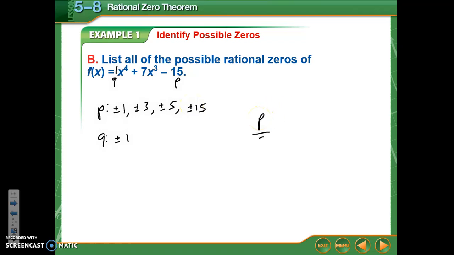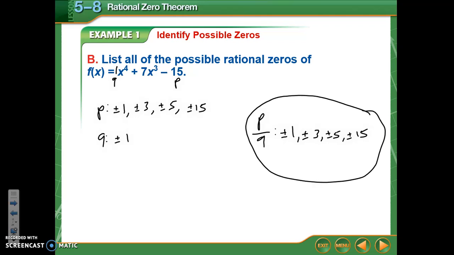So all of my possible rational zeros, p over q, since dividing by 1 does not change anything, it's just going to be the same as p: plus or minus 1, plus or minus 3, plus or minus 5, plus or minus 15. So this would be the list of the possible rational zeros of f of x.